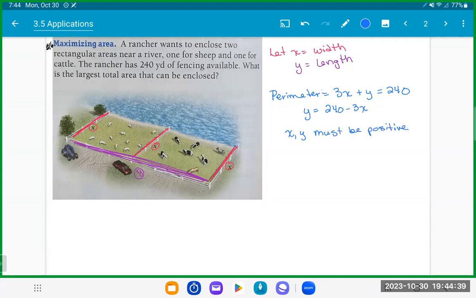Because I can't build a negative amount of fence, right? And so we can see here then that x can be from 0 to 240. It can't be 0, so notice there's no equality there, and it can't be greater than 240. So I'm on this interval from 0 to 240 where I don't actually equal 0 or 240. I could just get close to that. Okay.